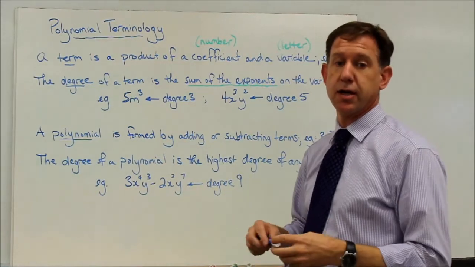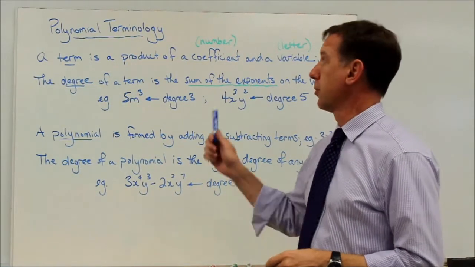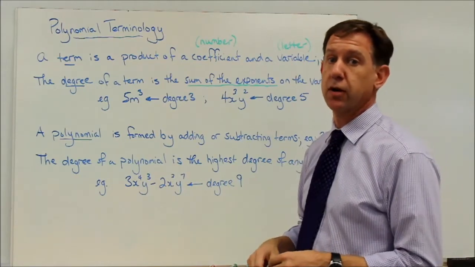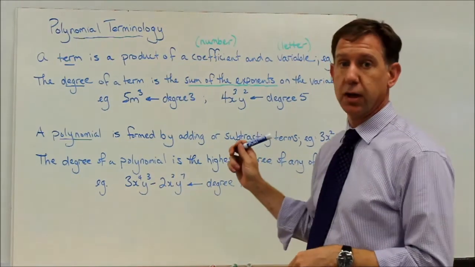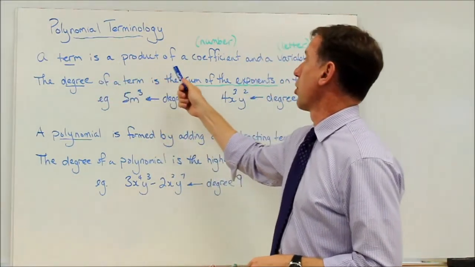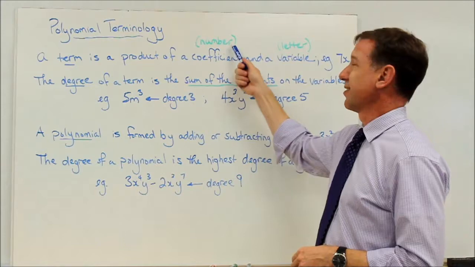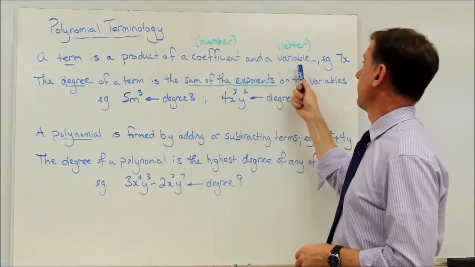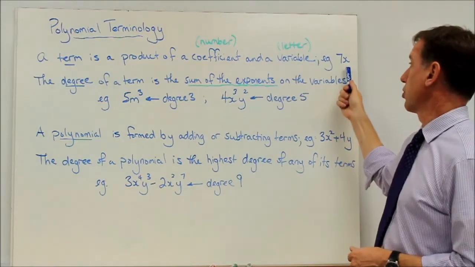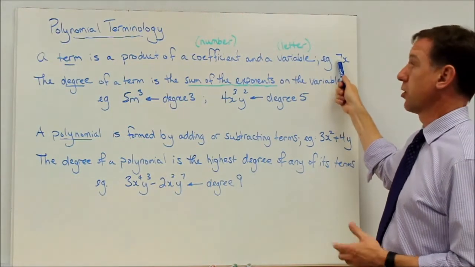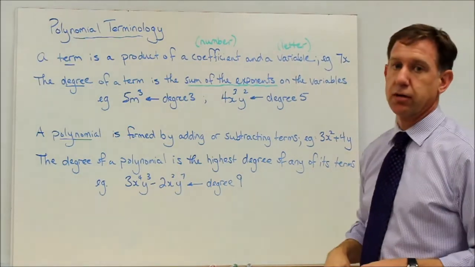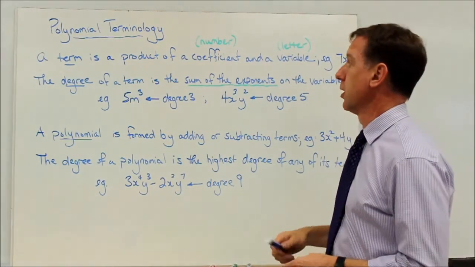Let's get started. Today we've got two things to talk about: some polynomial terminology, and then we're going to multiply some binomials together. So just some words we need to be familiar with first. From last year you had the word term. A term is a product of any coefficient, that is any number, put together with any variable, any letter. So for example, 7x here would be a term. The number part 7 is the coefficient, and the letter part is the x. So any combination of letters and numbers together will give you a term.